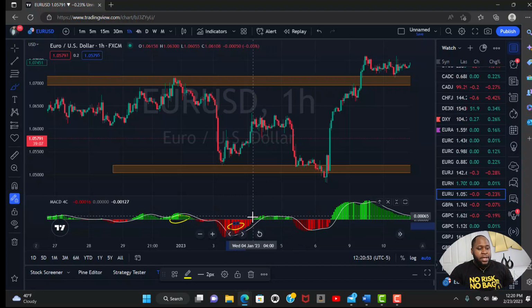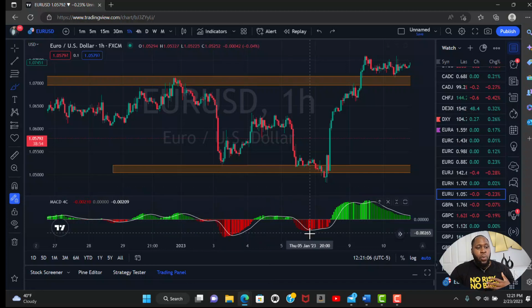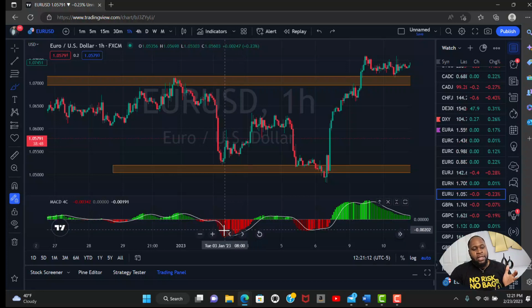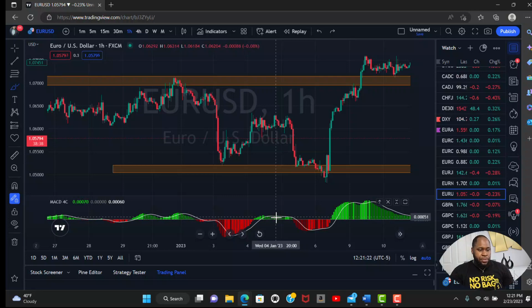The next thing you want to pay attention to is the signal line. Notice this white signal line over here. The white signal line is going to give you an extra confluence. So when the white signal line follows the histogram moving downwards, we have a clear downtrend. When the white signal line follows the histogram going upwards, we have a clear uptrend.